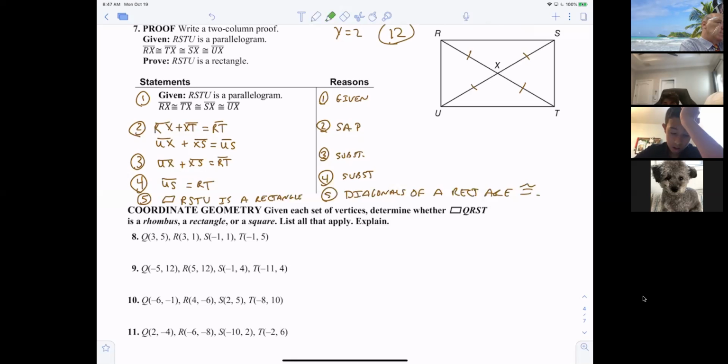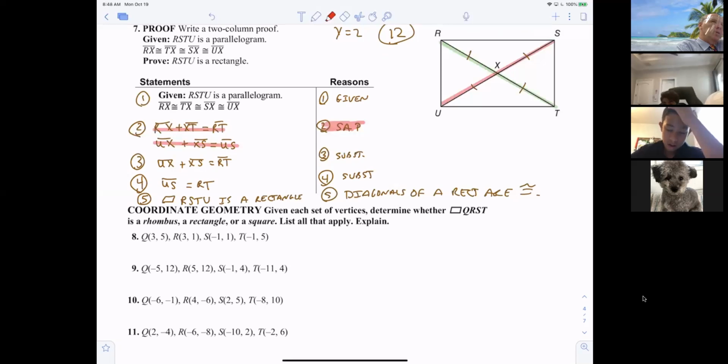So what I did was I knew the diagonals had to be equal. So I just labeled the diagonals. And the diagonals are RX plus XT equals RT, and then UX plus XS equals US. Everybody okay with that? That's segment addition postulate.